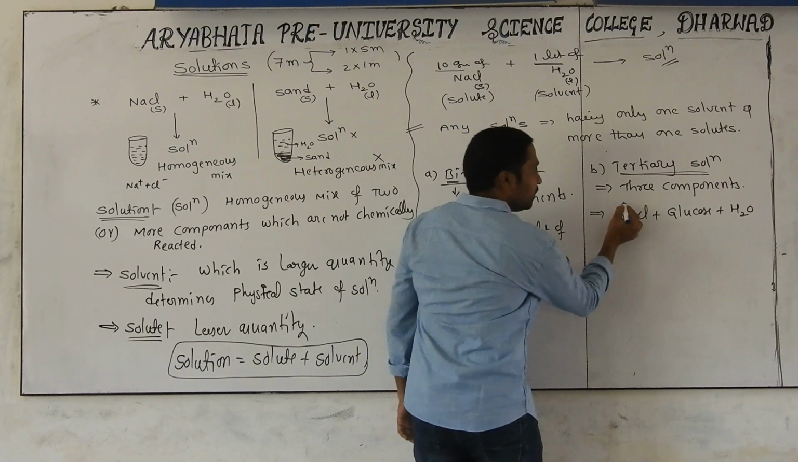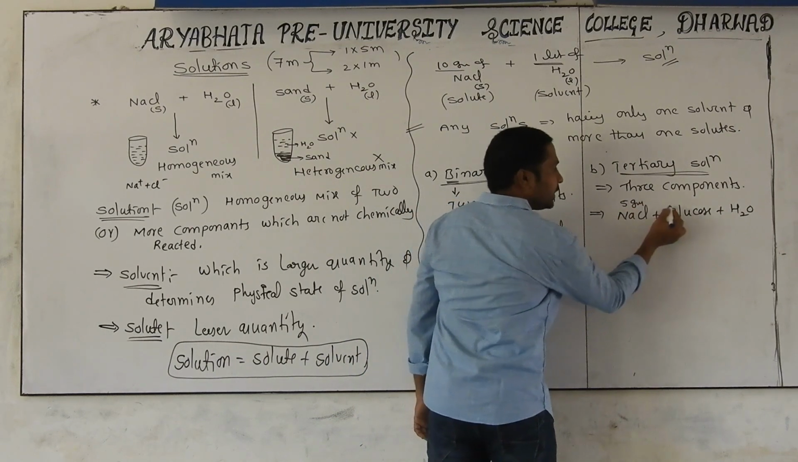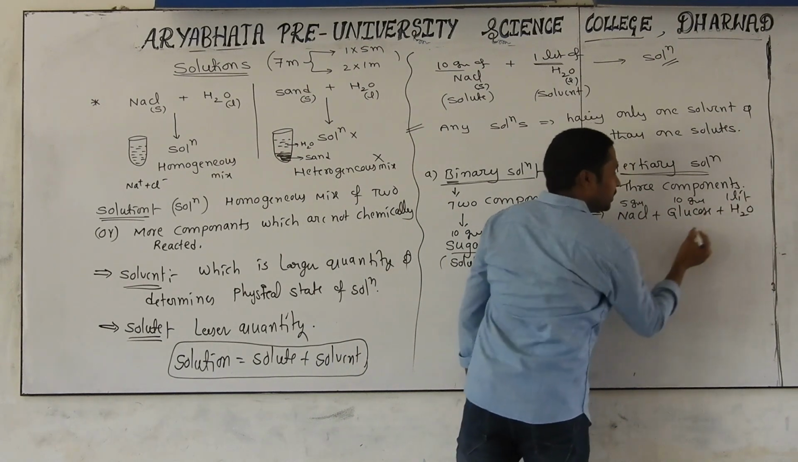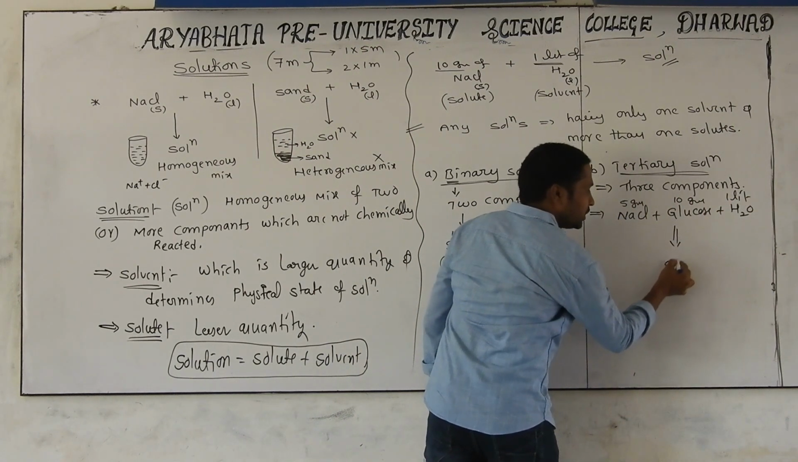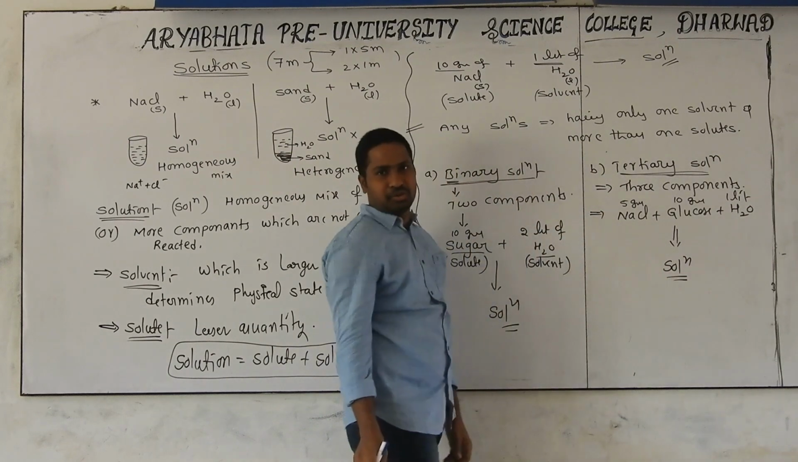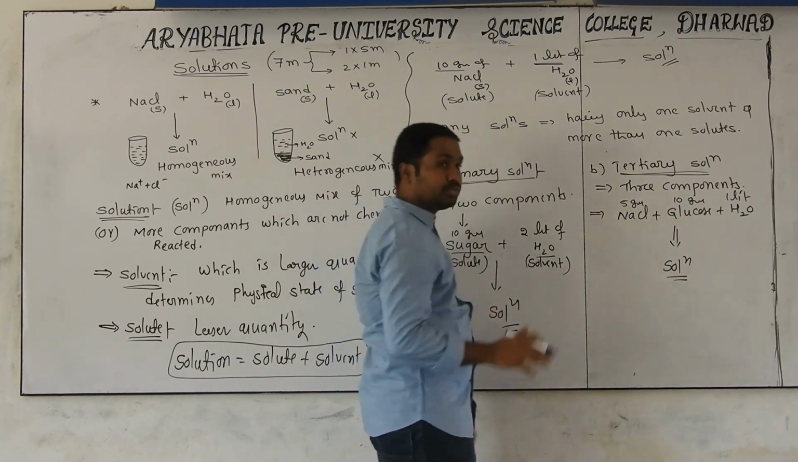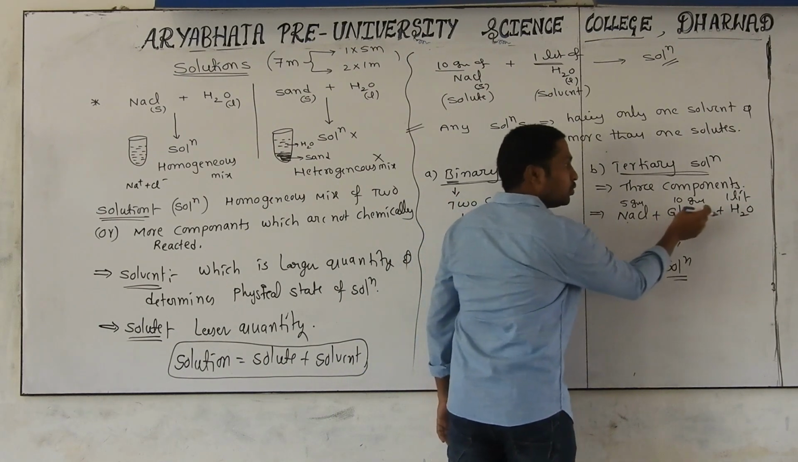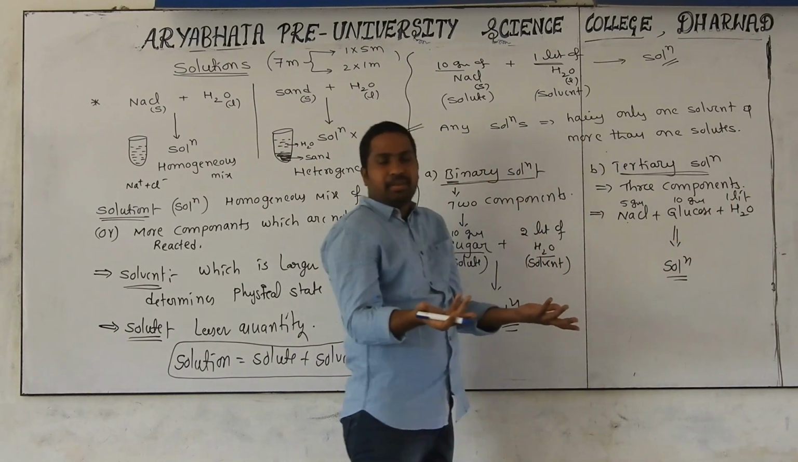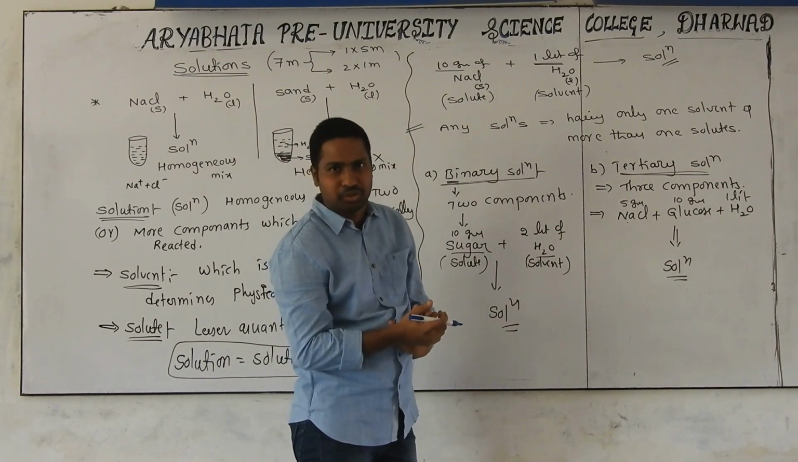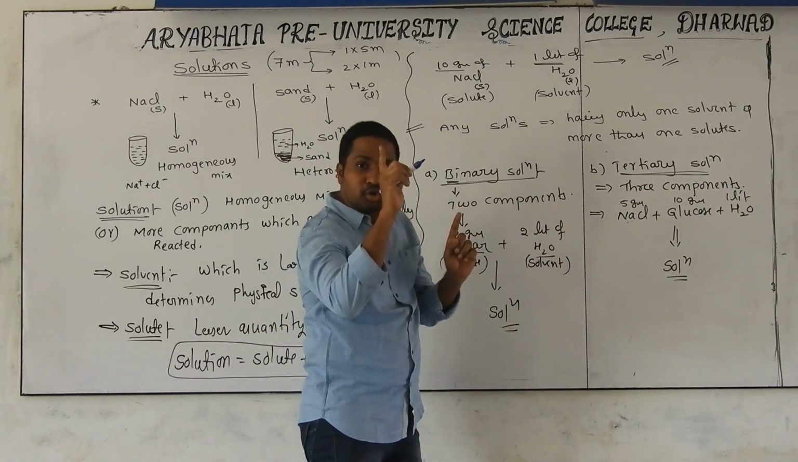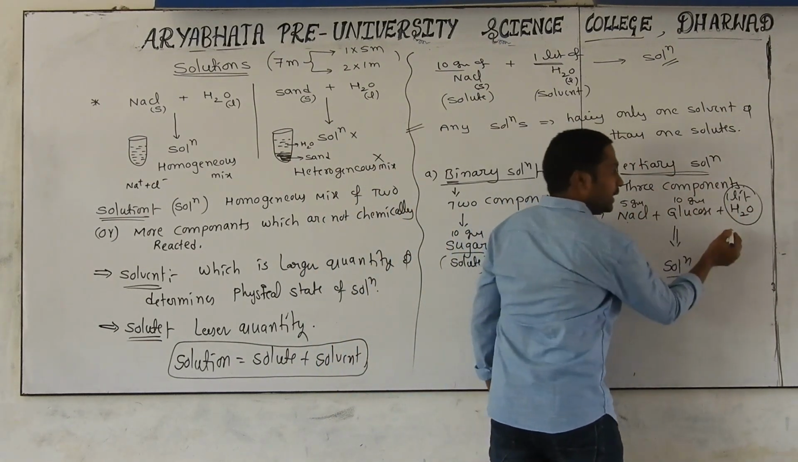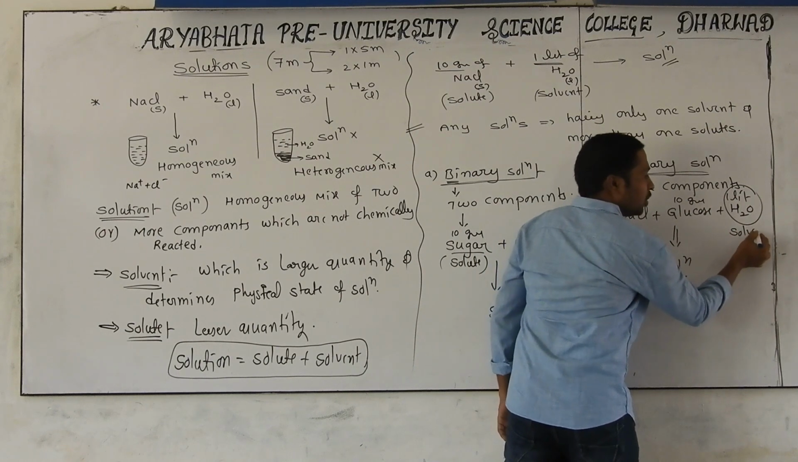For example, if you take 5 grams of NaCl, 10 grams of glucose dissolved in 1 liter of water, finally we are getting a solution that should be called a tertiary solution. Why? One component is NaCl, another component is glucose, and the solvent, which is relatively larger quantity, is water. So 1 liter, that's why it is considered as a solvent.